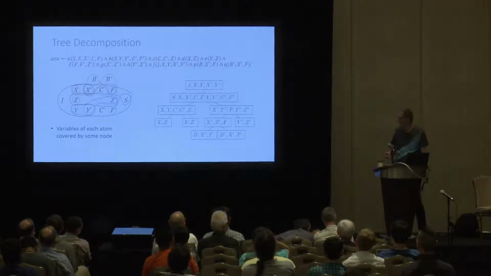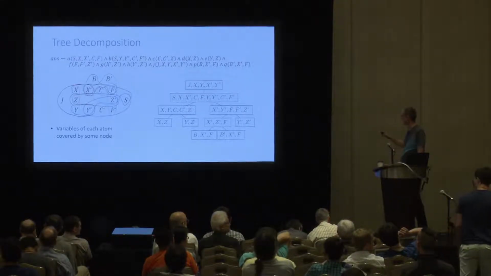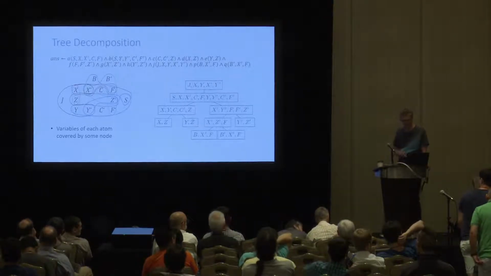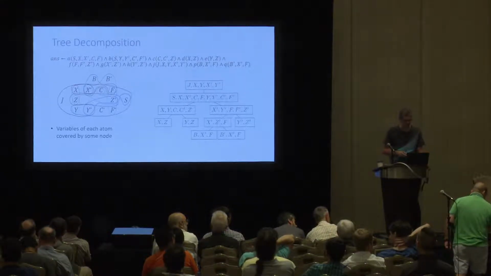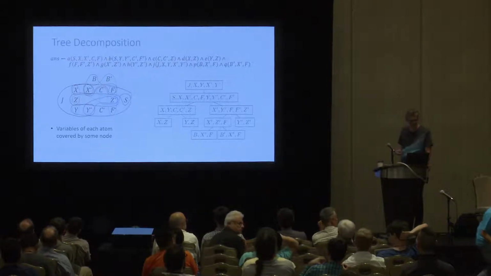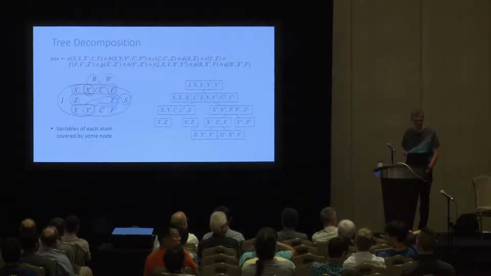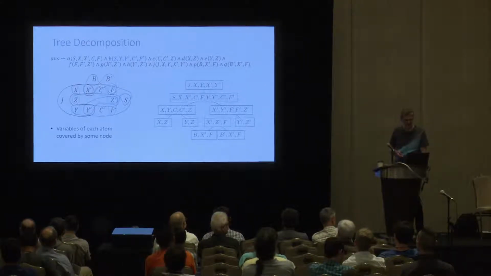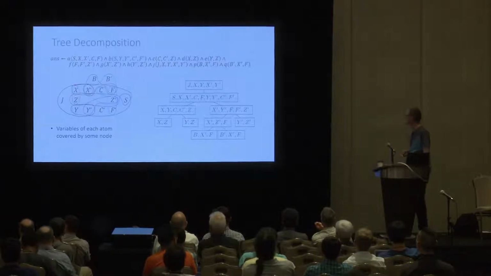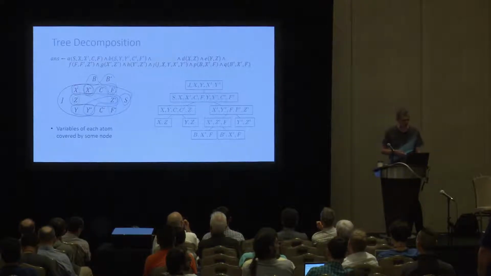Okay, fair enough. But actually you would see that the variables of the first atom are in fact covered by the root node of the 3 decomposition, or of the second node, the child of the root node. If we look at the second atom, we notice it's also covered by the child of the root node of the 3 decomposition, and so on.